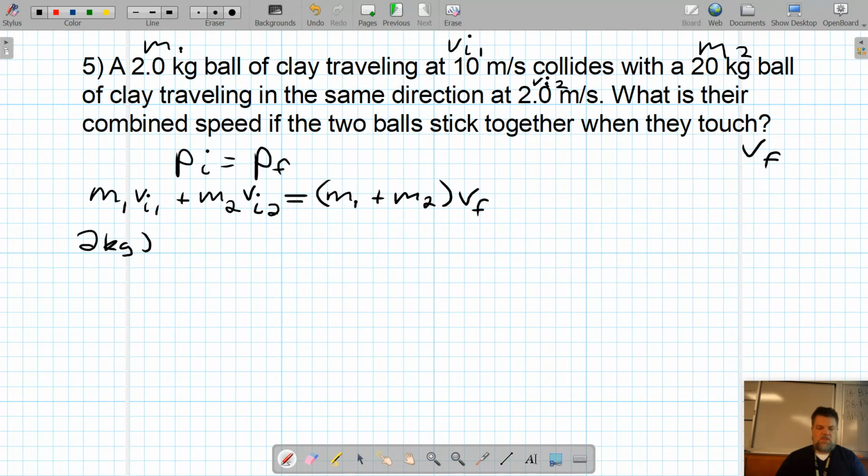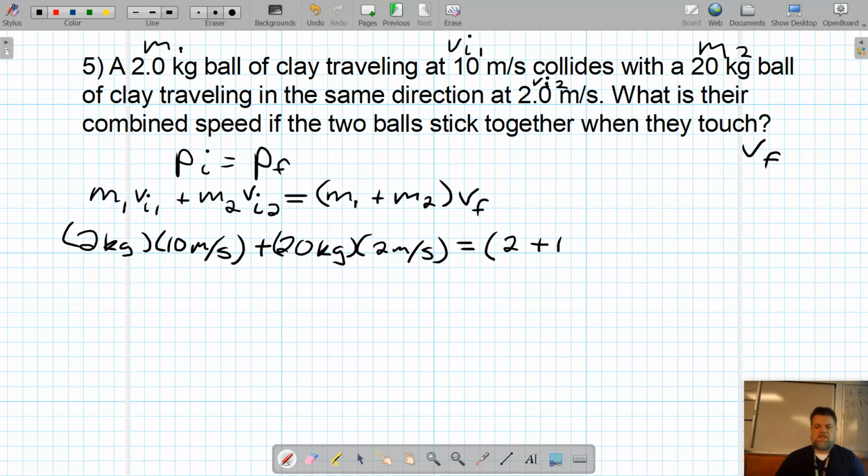2 kilograms times 10 meters per second plus 20 kilograms times 2 meters per second is equal to 2 plus 10 kilograms times the final V.